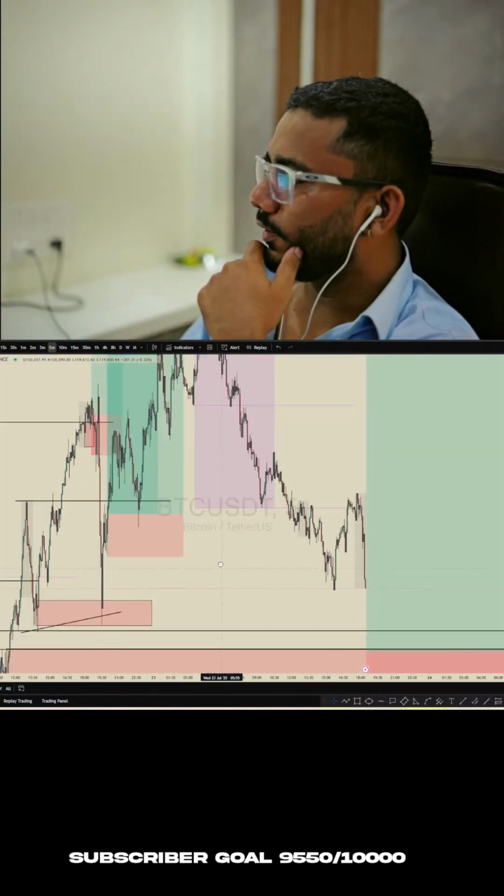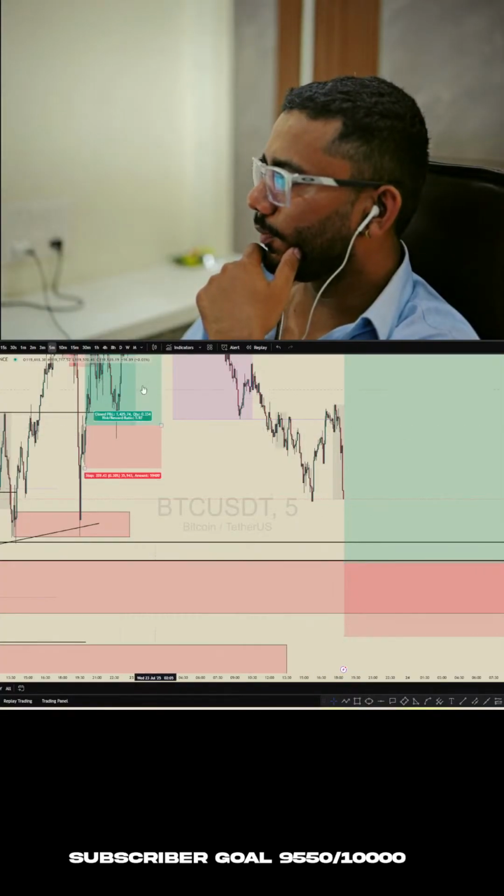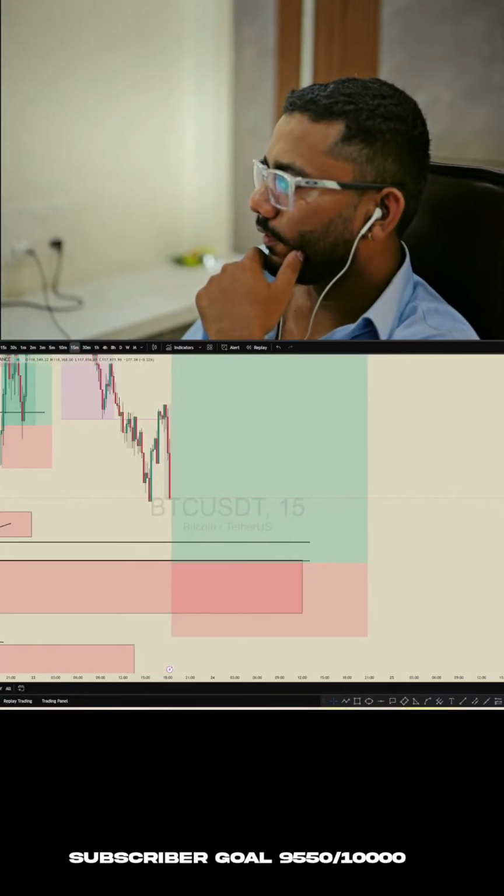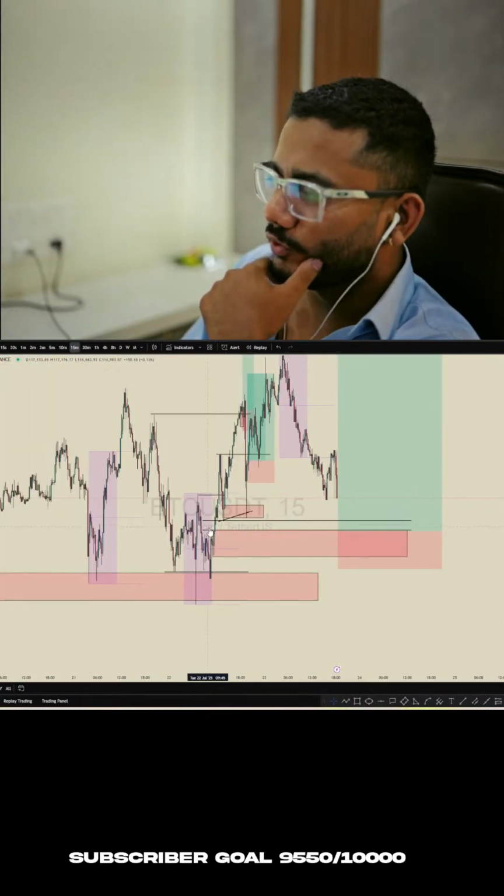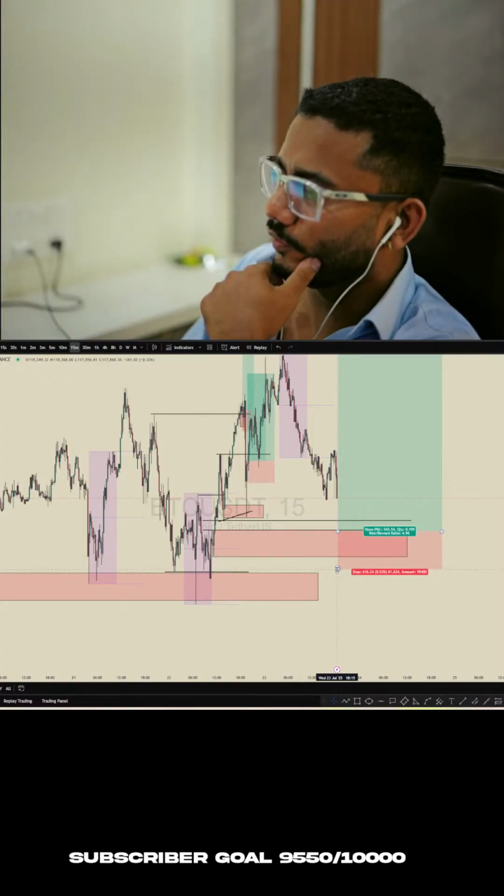So BTC, we can see price is coming to the downside. I'm waiting for price to tap this area. Then only I'll look for a buy side setup.